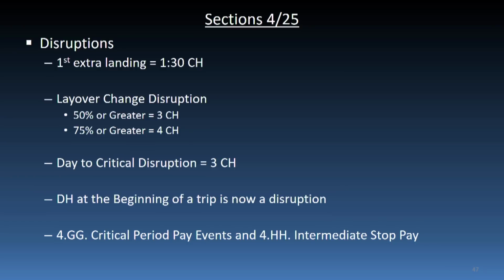The 75% or greater is just an acknowledgement that if they change even more than that, so your trip is nothing like it started out to be, then you would get 4 credit hours. You only get one or the other. It's not cumulative. It's not 7 total. It's either 3 or 4.